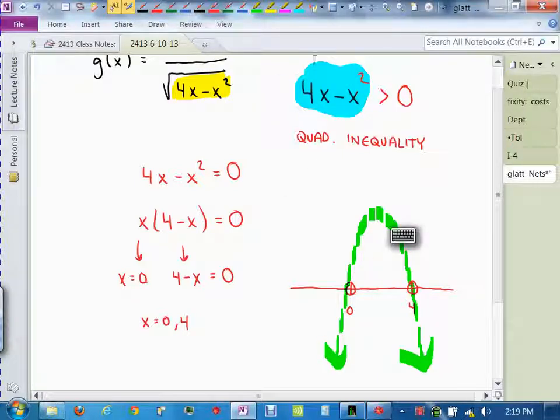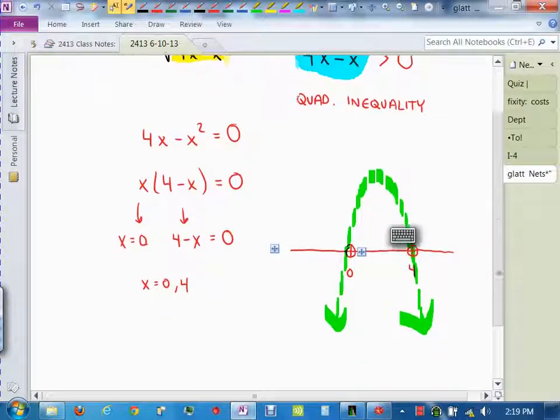And what is it that I want to know about this parabola? When is it bigger than 0? That means when is the function positive, right? Can you tell from this little picture I drew? Between where and where? Between 0 and 4. You see that? I had to know what a parabola looks like, and it opened down. But I'm using my knowledge of parabolas to answer this domain question.